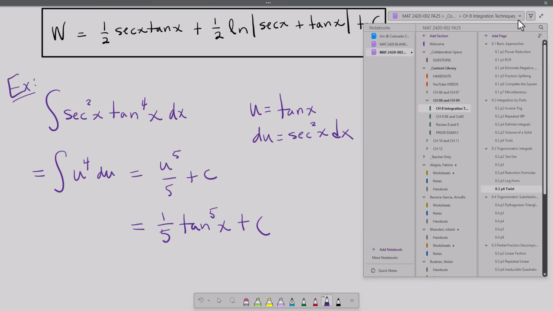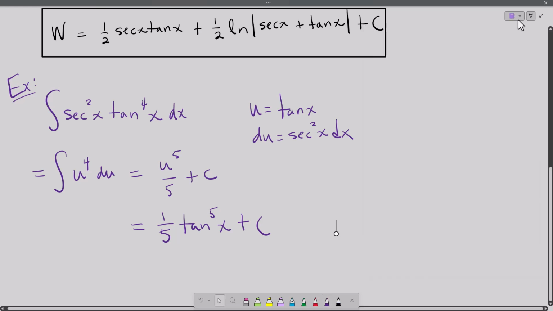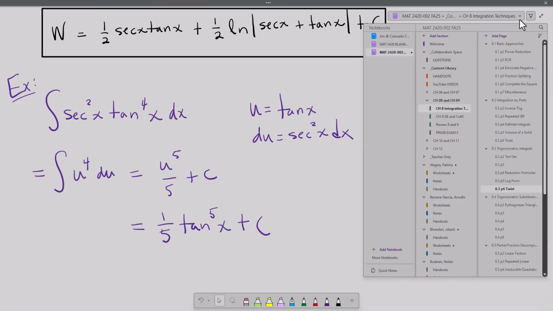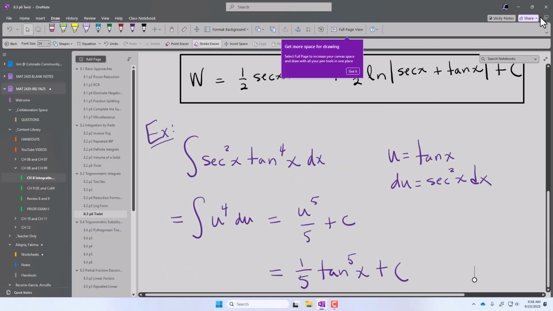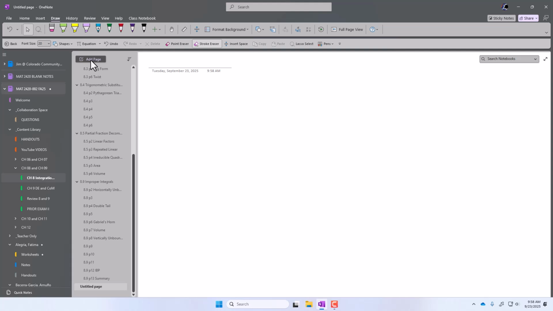Okay, before we go to the next thing, any questions on that? Or maybe I'm going to make one up for you to do. Tangents and secants tend to be a little bit harder than sines and cosines. Let's add a page here, and I'll give you one to try.